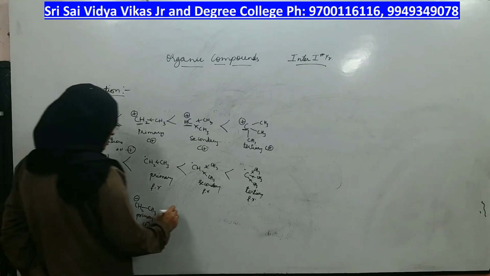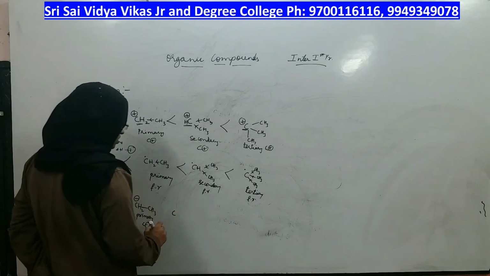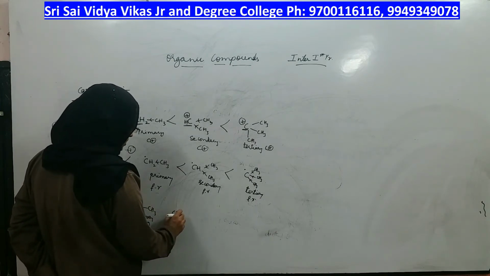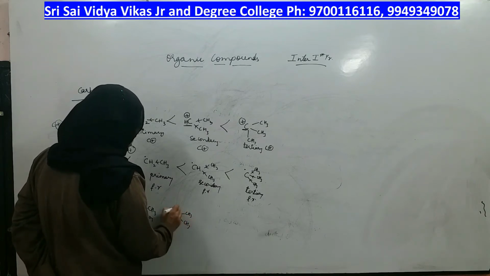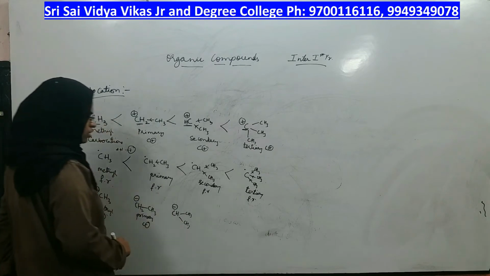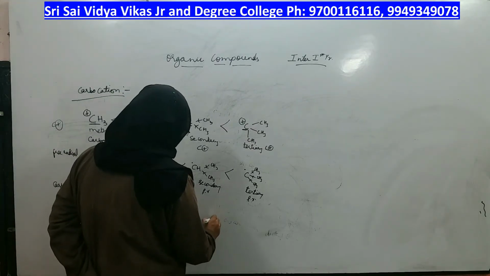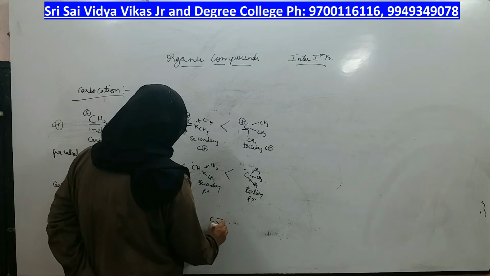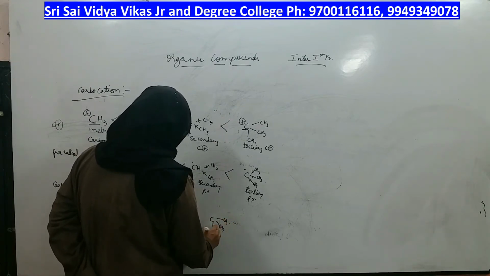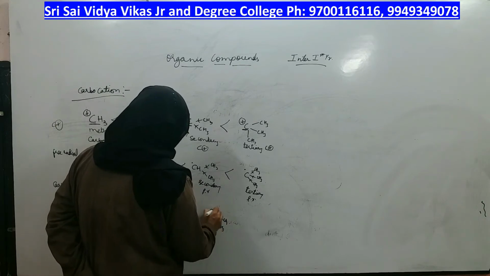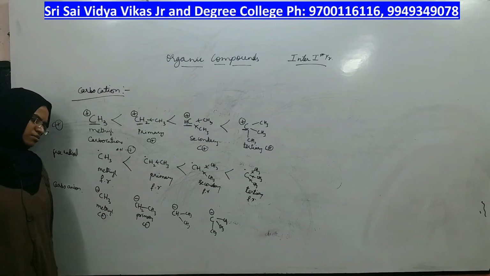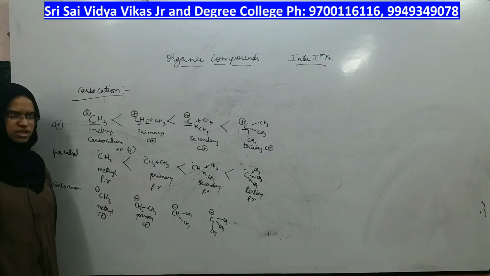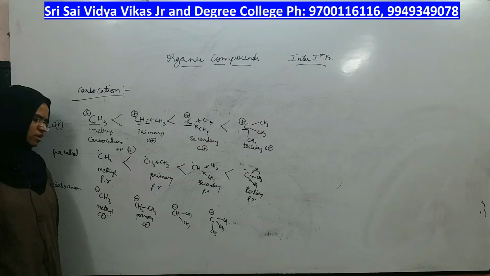Next is secondary carbanion, in which out of the 3 bonds, only 1 hydrogen is there, 2 are carbons only, it is called a secondary carbanion. Next is tertiary carbanion, in which out of 3 bonds, hydrogens are not there, all the 3 are carbons only, therefore it is called a tertiary carbanion. In between these 4, which are more stable and which are less stable, we should see.